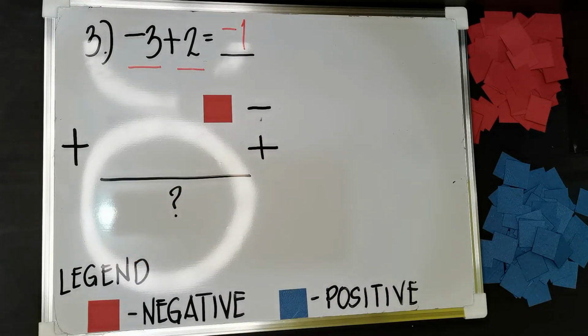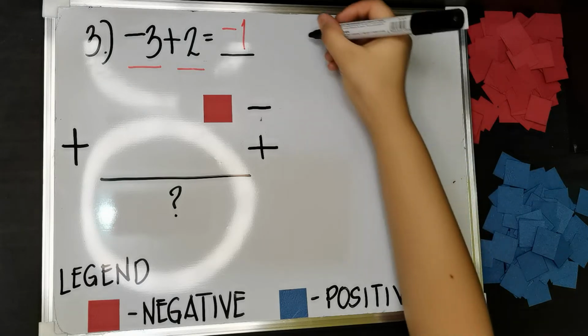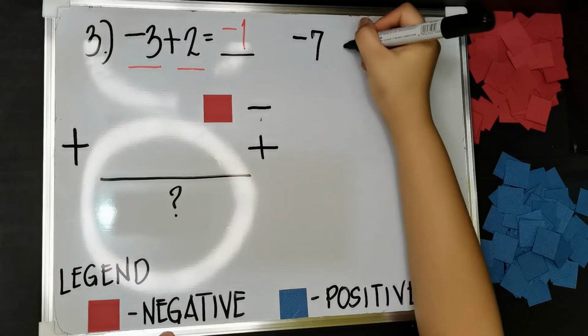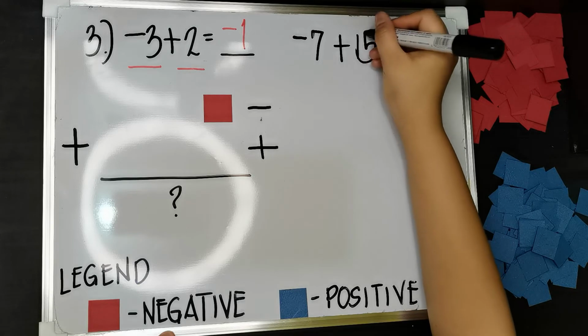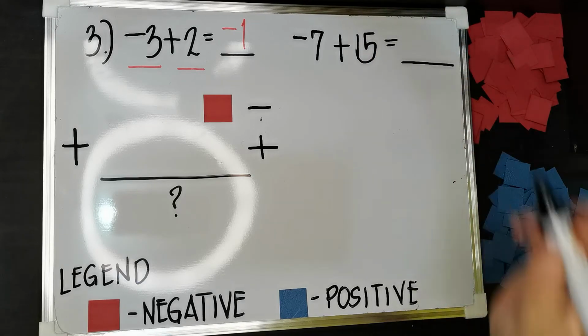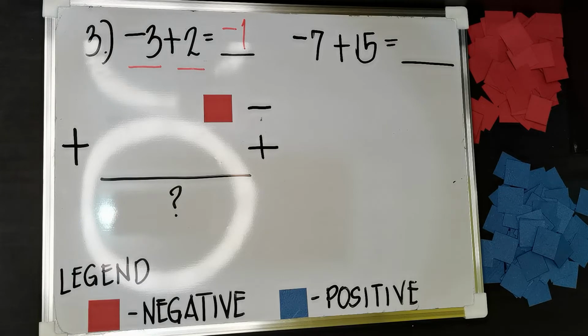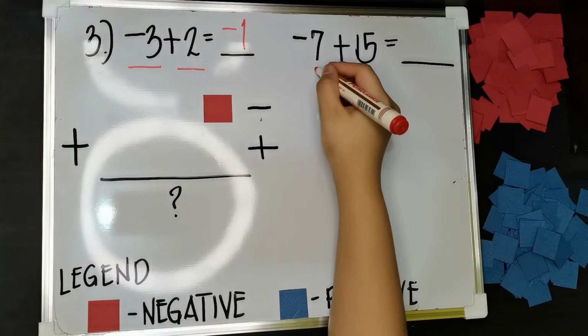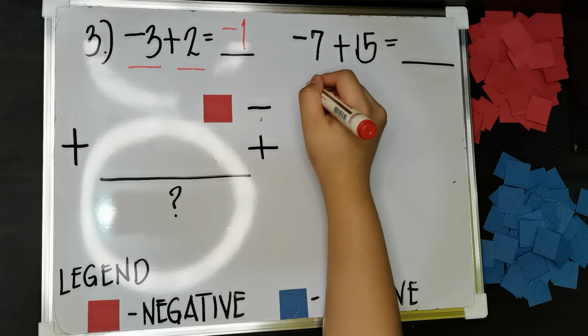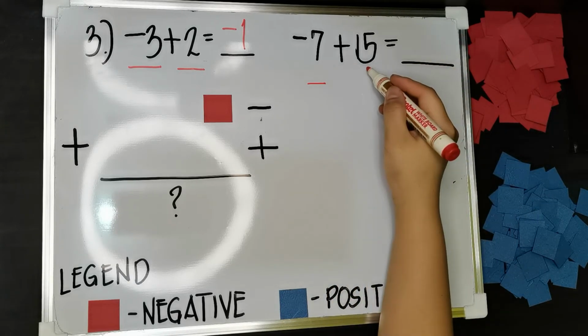Now, how about if we are going to use the rule? Okay, so using the rule, if I have here negative 7 plus 15, this is equal to what? Okay, so using the rule, kasi kung gagamit tayo ng sign tiles dito, matatagalan tayo, okay? So, the rule is, first, identify the sign of the integers. Ano ba ang sign ng 7 natin dito? Right, it is negative. Ano ba ang sign ng 15 dito?